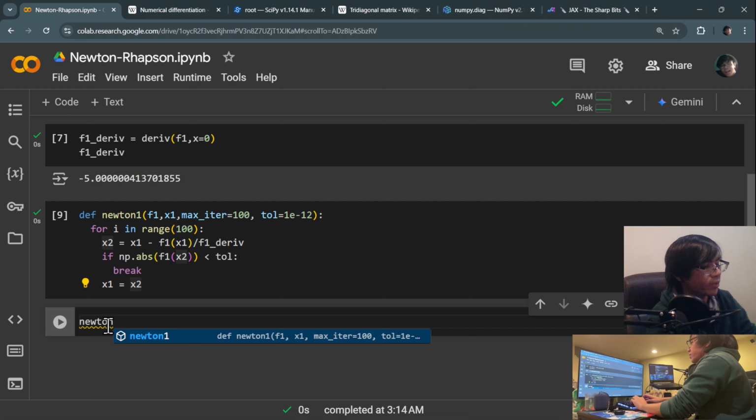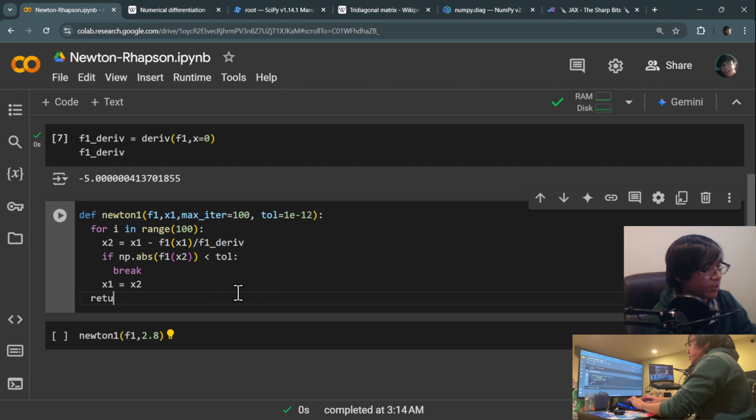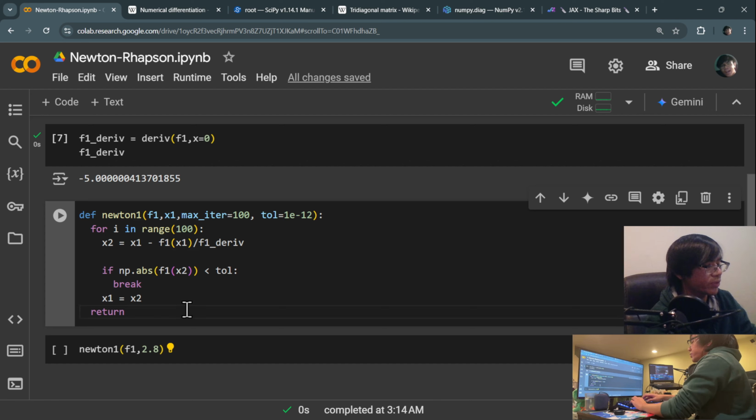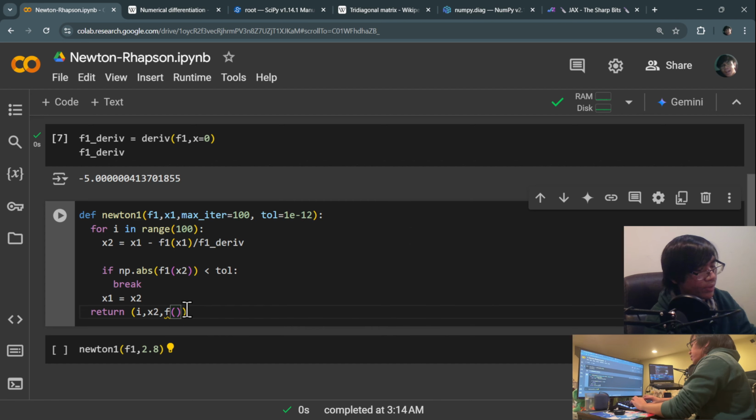So Newton 1 at a guess of, so we have our function we need to plug in, and then we have our guess. I think 2.8 is what we used. And I should print out, or I guess return values. So yeah, we'll want to see some values here. So we can return the i, so number of iterations, return the actual value of x2, so the root we're at. And then the value of the function at that root, so it should be close to 0. And then we can do the same thing up here. So print that. Pretty please.